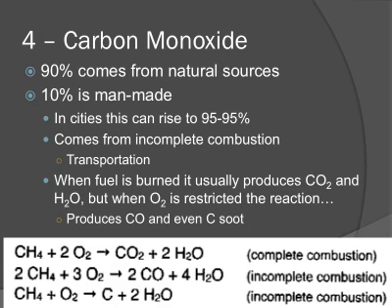Are we done? Nope. The fourth type of primary pollution is carbon monoxide. 90% of carbon monoxide comes from natural sources, and again, doesn't cause a lot of issues. It's the 10% that we make that is causing a whole bunch of issues. In cities, this percentage can rise to 90 to 95%. And honestly, the majority of the carbon monoxide we create comes from incomplete combustion. So honestly, we're talking about transportation.